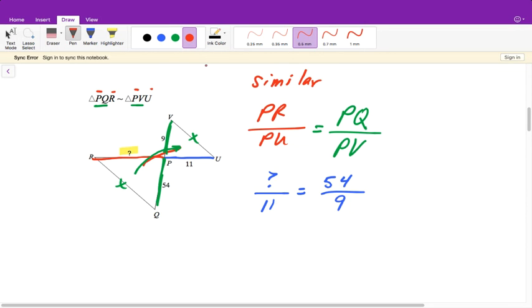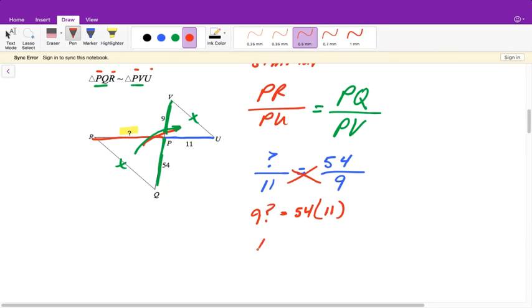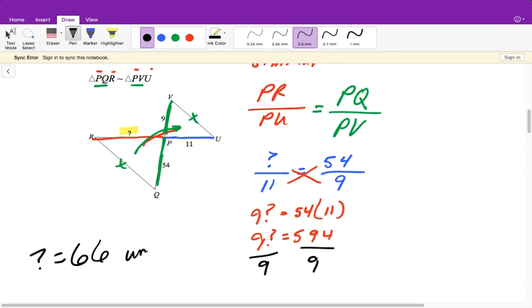Remember, when we have two ratios or two fractions equal to each other, we can simply cross multiply. So we get 9 times the question mark is equal to 54 times 11, and 54 times 11 is equal to 594. So now we have 9 times the question mark is equal to 594, and we can divide each side by 9 because we want to isolate that question mark. I probably should use PR instead next time. And when we divide 594 by 9, it is equal to 66. So that means this missing side is 66 units long.